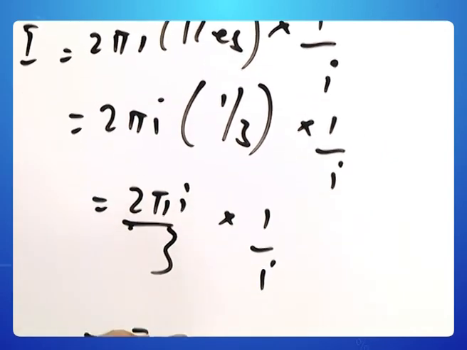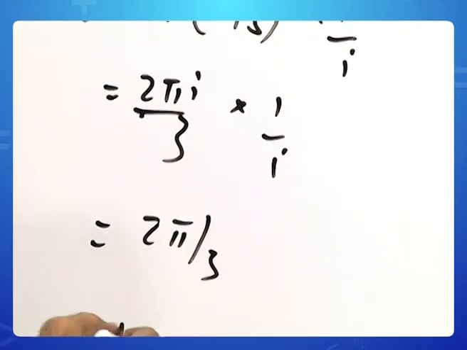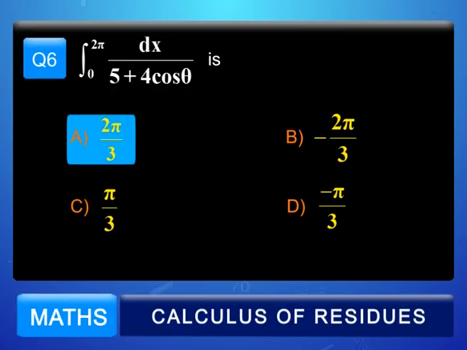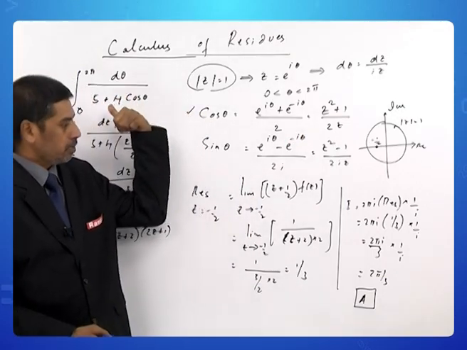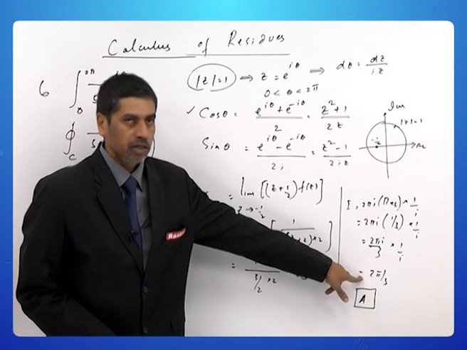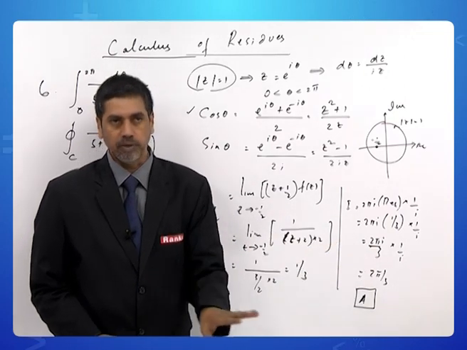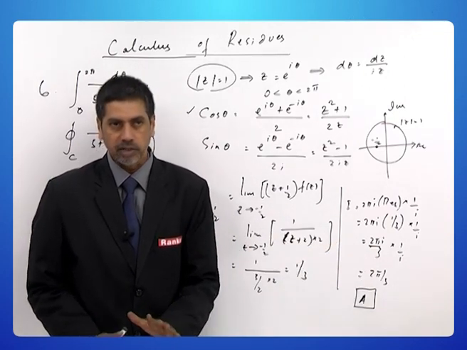So I will get cancelled and we will get 2 pi by 3, and you can see the correct option is A. So please remember one thing, that these are all real integrals, and obviously the output should also be real. There must be no presence of i anywhere. If you can ensure that, you are on the right path.